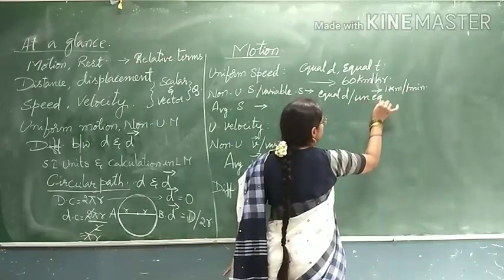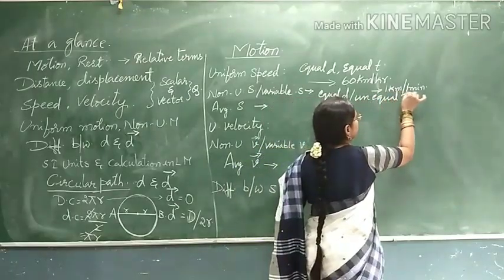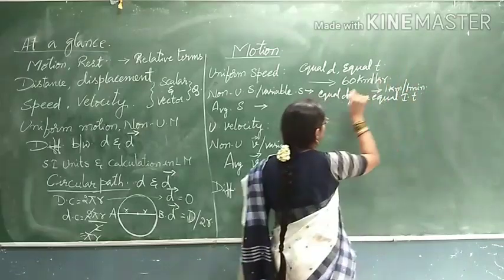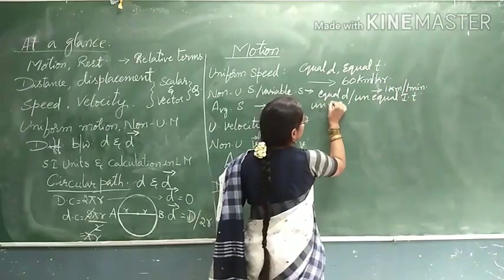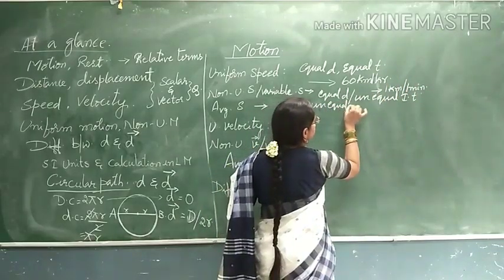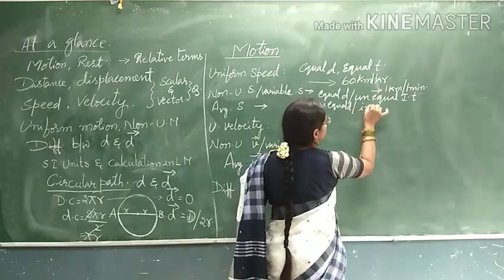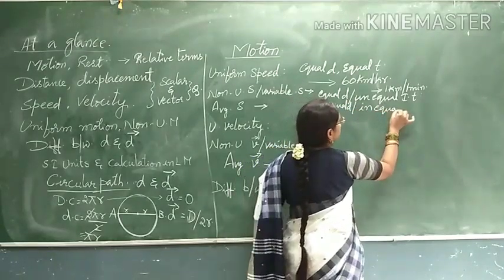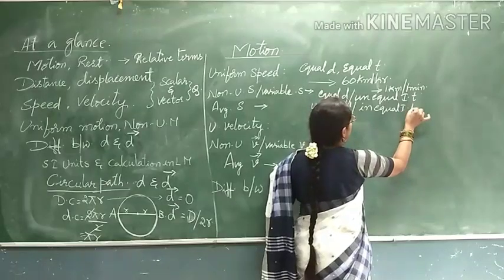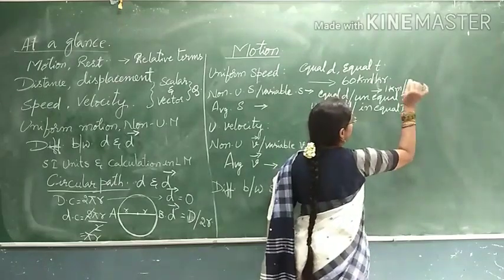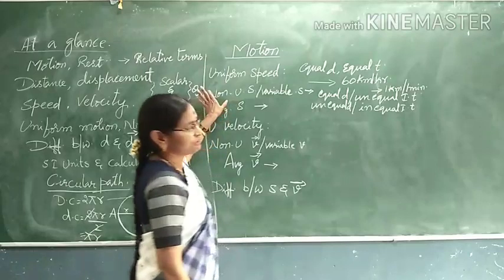Unequal intervals of time or unequal distances in equal intervals of time, it is called variable speed.